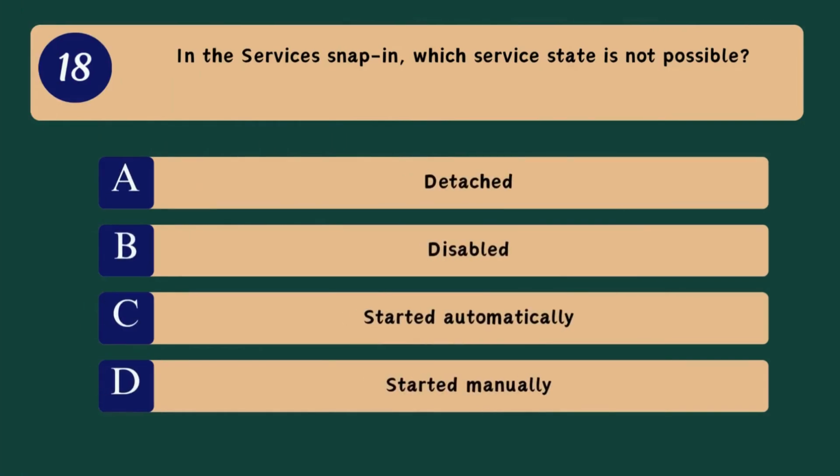Question 18. In the Services snap-in, which service state is not possible? A. Detached. B. Disabled. C. Started automatically. D. Started manually. Correct answer, A. Detached.